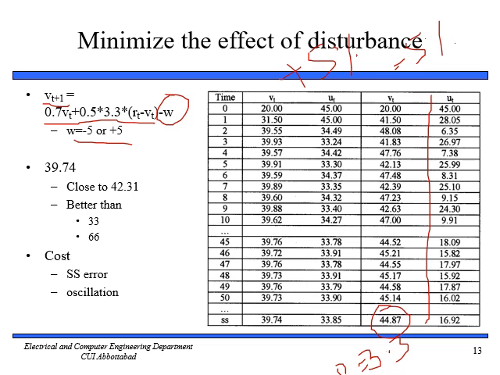44.87, and for w equal to plus 5 we are getting a speed of 39.74, which is close to 42.31 as we have seen in our previous case. It is better than 33 and better than 66. The trade-off of using this disturbance in the model is that it will increase steady state error. We have seen that our steady state error was previously almost 8, which has increased to 11 here. And obviously we will have oscillation because we are using P equal to 3.3.